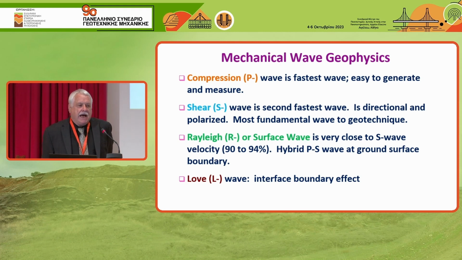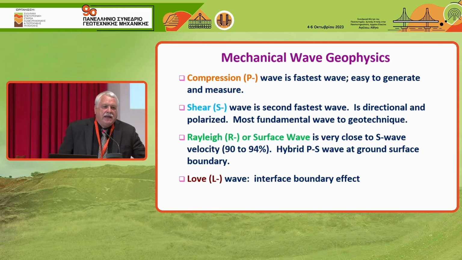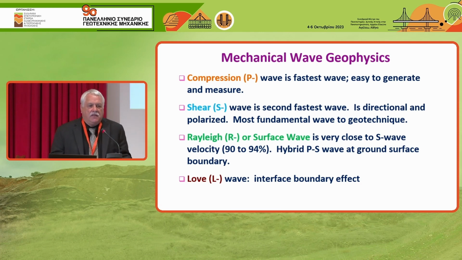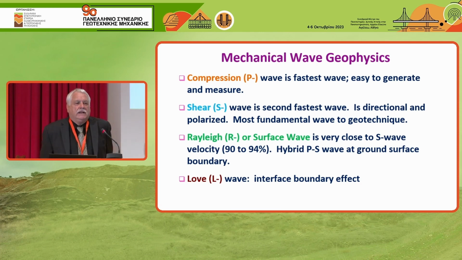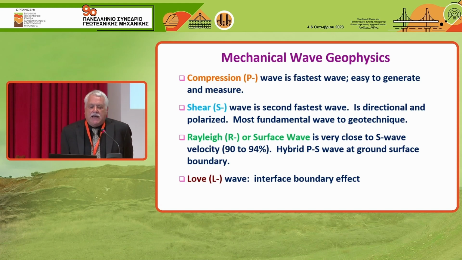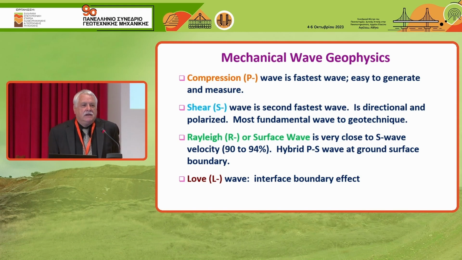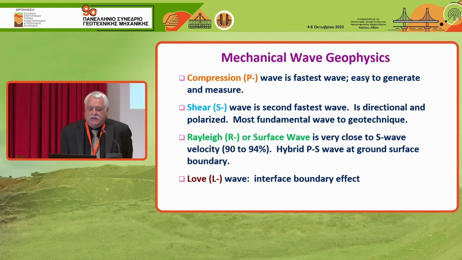We also have some hybrid waves. The Rayleigh wave, because the P wave and the S wave interact at the surface of a semi-infinite elastic half space, they interact and form a Rayleigh wave, also known as a surface wave. And that travels almost as fast as the shear wave velocity. So we've spent a lot of time using that technology to help us do non-invasive geophysics and determine a profile of shear wave velocity with depth.